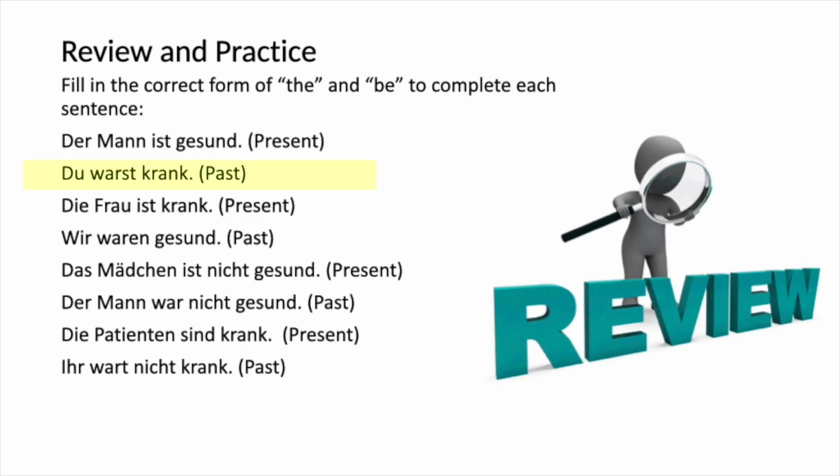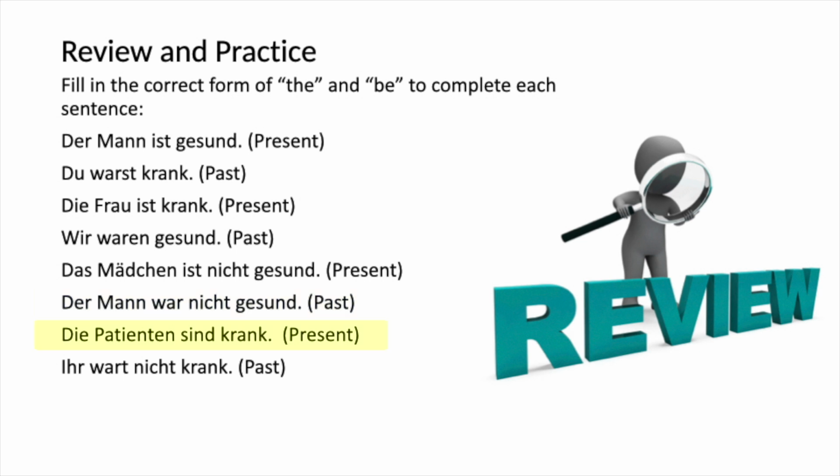Okay, so the second example, since we already completed the last slide, is "du warst krank". We know this because it's past tense. Next we have "die Frau ist krank", present tense and also feminine noun. "Wir waren gesund." This is the past tense. "Das Mädchen ist nicht gesund." This is present tense, but remember, Mädchen is a little girl, but grammatically neuter because it has that diminutive suffix chen. "Der Mann war nicht gesund." This is past tense and also Mann is masculine.